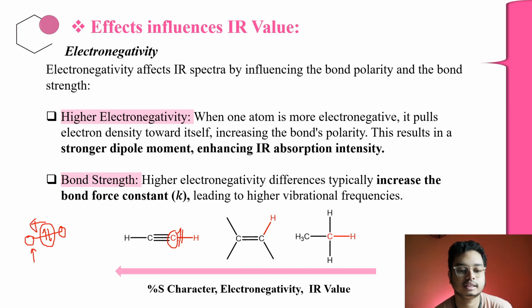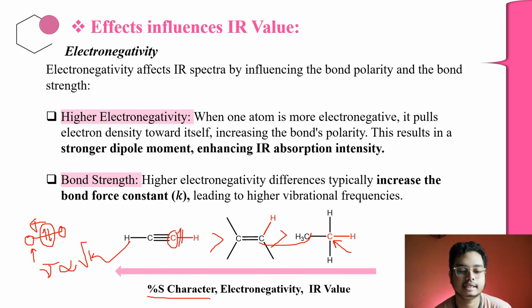Due to the shift of this electron density towards the carbon side, this bond becomes much stronger, which increases the force constant. And since it is increasing the force constant, the nu bar value is also increasing, because nu bar is directly proportional to the force constant. That's why here you can find that this having the lower electronegativity, this having the moderate electronegativity, and this the highest electronegativity. That's why this CH bond vibration is much higher than this and this.